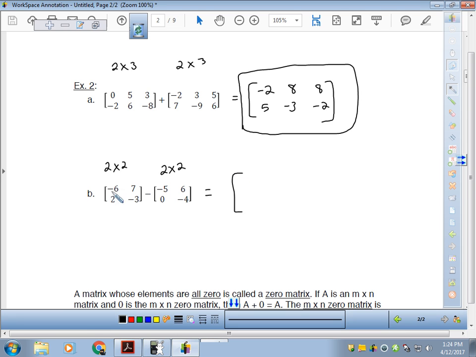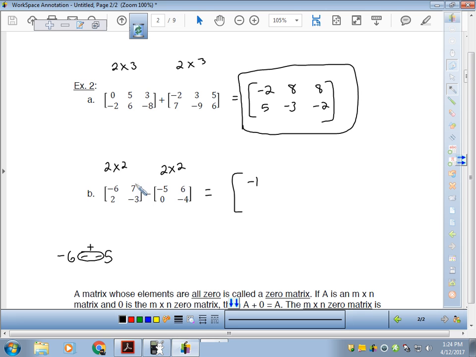So I'll start with the first element. I have negative 6 minus a negative 5. And just so you can see this, negative 6 minus a negative 5. Since it's minus a negative, it's really a plus. So negative 6 plus 5 gives me negative 1.